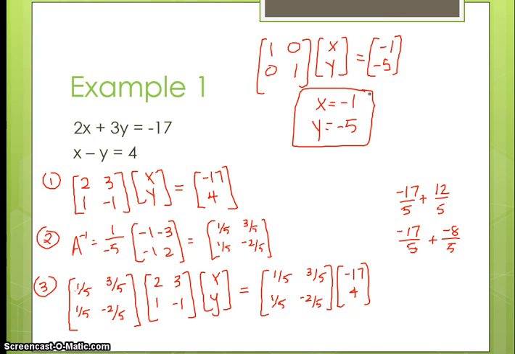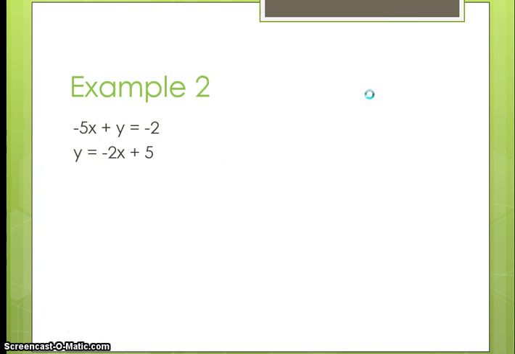Second example. Start with rewriting this second equation so that it is matching the first one with the x and then the y and then the equals the number. So that should be 2x plus y equals 5.